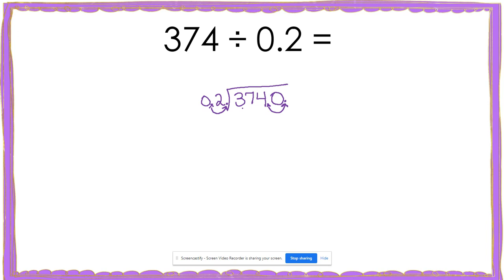So I'm going to start with 3 and divide 3 by 2, which gives me 1. 1 times 2 is 2, so I'll subtract 3 minus 2, which leaves me with 1. Now I'm going to bring down my 7. 17 divided by 2 is 8, so I'm going to write 8, and then multiply 8 times 2, which is 16. I'm going to subtract 17 minus 16, which gives me 1. Now I have a 4 that I need to bring down, and now I'm going to do 14 divided by 2.